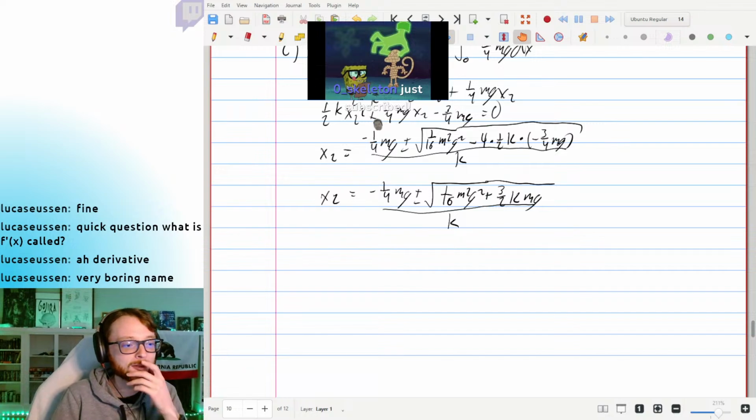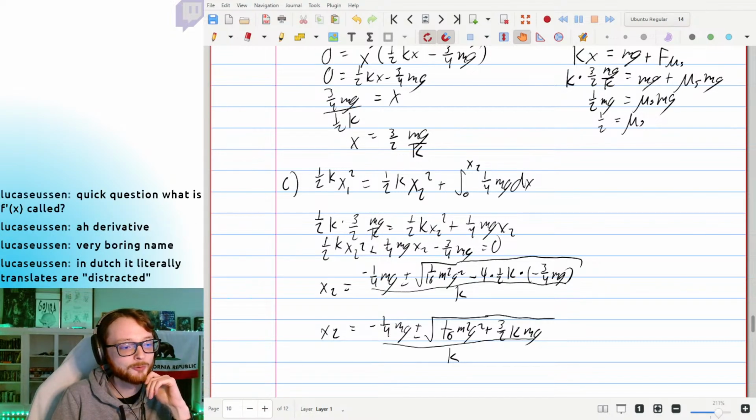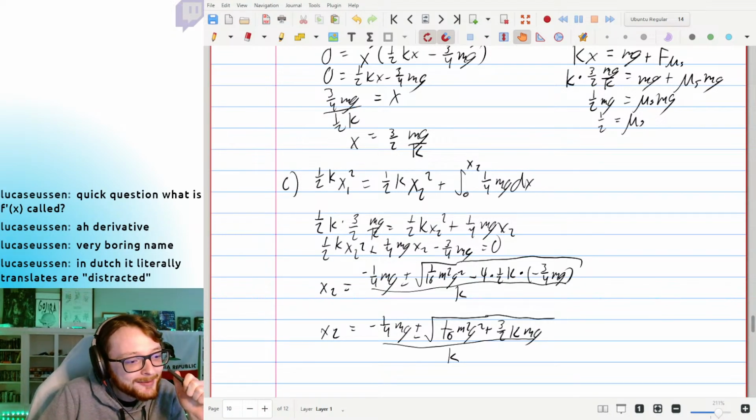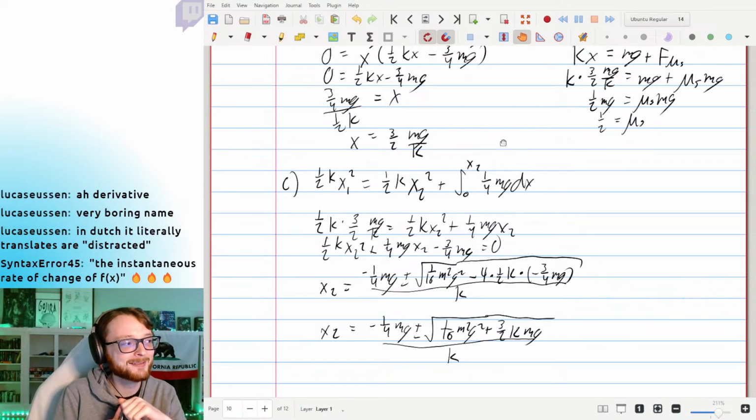The monkey! Thank you so much for the 4 months, skeleton. Hope you're doing well. What is that emote? I've never seen that. It's a global. It has about 2 pixels total. In Dutch, it literally translates as distracted. That's weird. What's distracting about it?